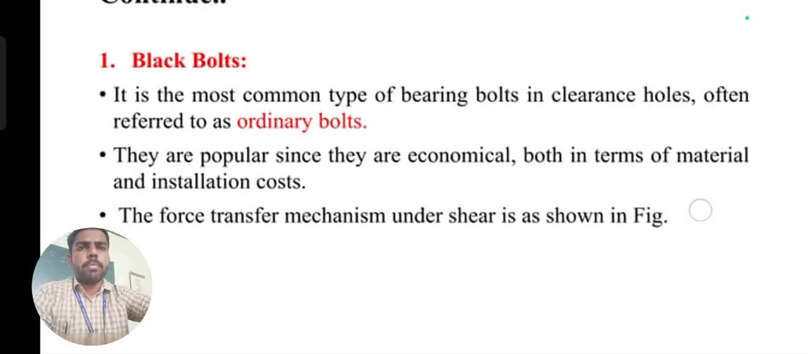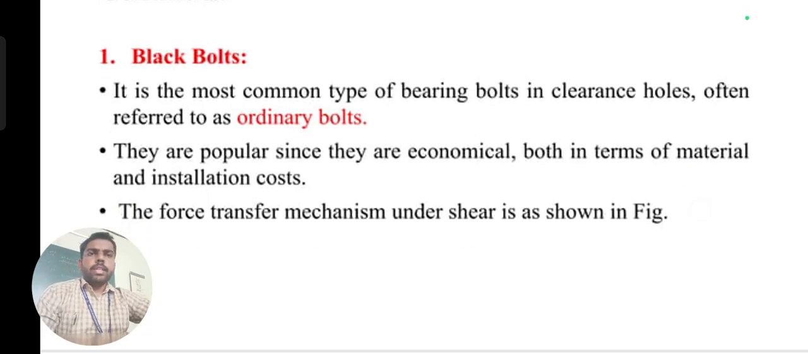Coming to black bolts, they are the most common type of bearing bolts. They are referred to as ordinary bolts only. Why? Because this type of bolt is very frequently used in structures. They are popular since they are economical, and both the material and installation costs are very low.